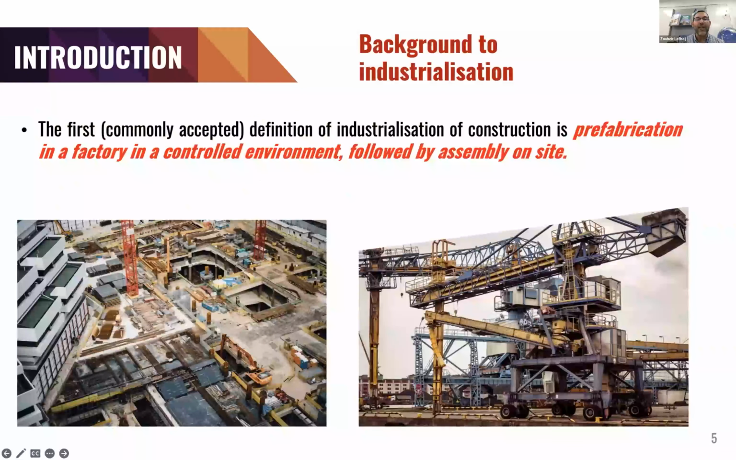So the first commonly accepted definition, as I said, in construction, is prefabrication in a factory. And this is extremely important: if you ask this question, what does industrialization of construction mean, for many people there is a lot of definitions. Each one has its own definition. But if we try to summarize the common definition, we can say that it is a kind of prefabrication in a factory in a controlled environment followed by assembly on site.